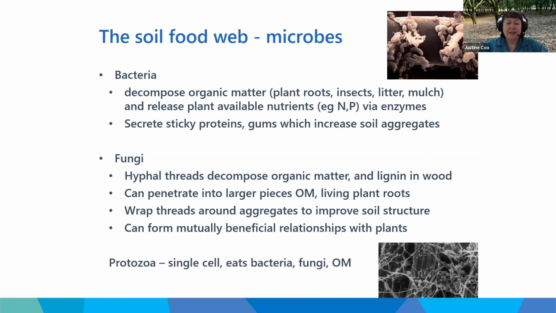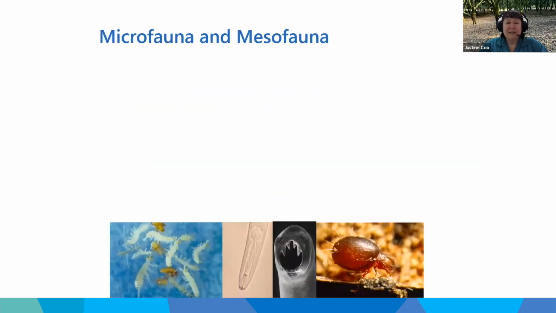Protozoa then are single-cell organisms, but they're mobile, and so they run around in a thin water film, and they eat bacteria, fungi, and organic matter. So these are quite an important group in the food web. And so let's go up to the larger organisms, the microfauna and then the mesofauna.